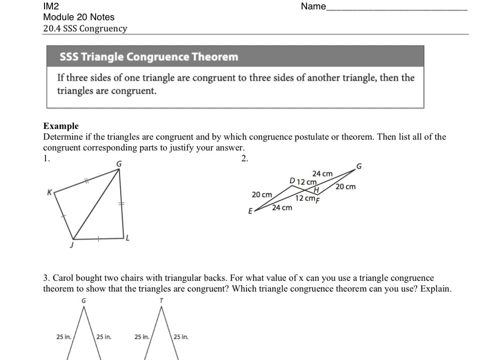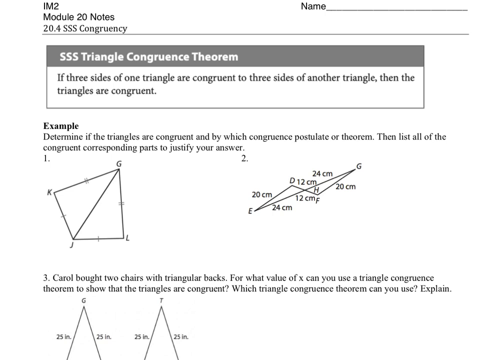Right, so now dealing with the side-side-side triangle congruence theorem. Fairly straightforward. All three sides of one triangle need to be congruent to the other. So let's take a look at a couple examples here.